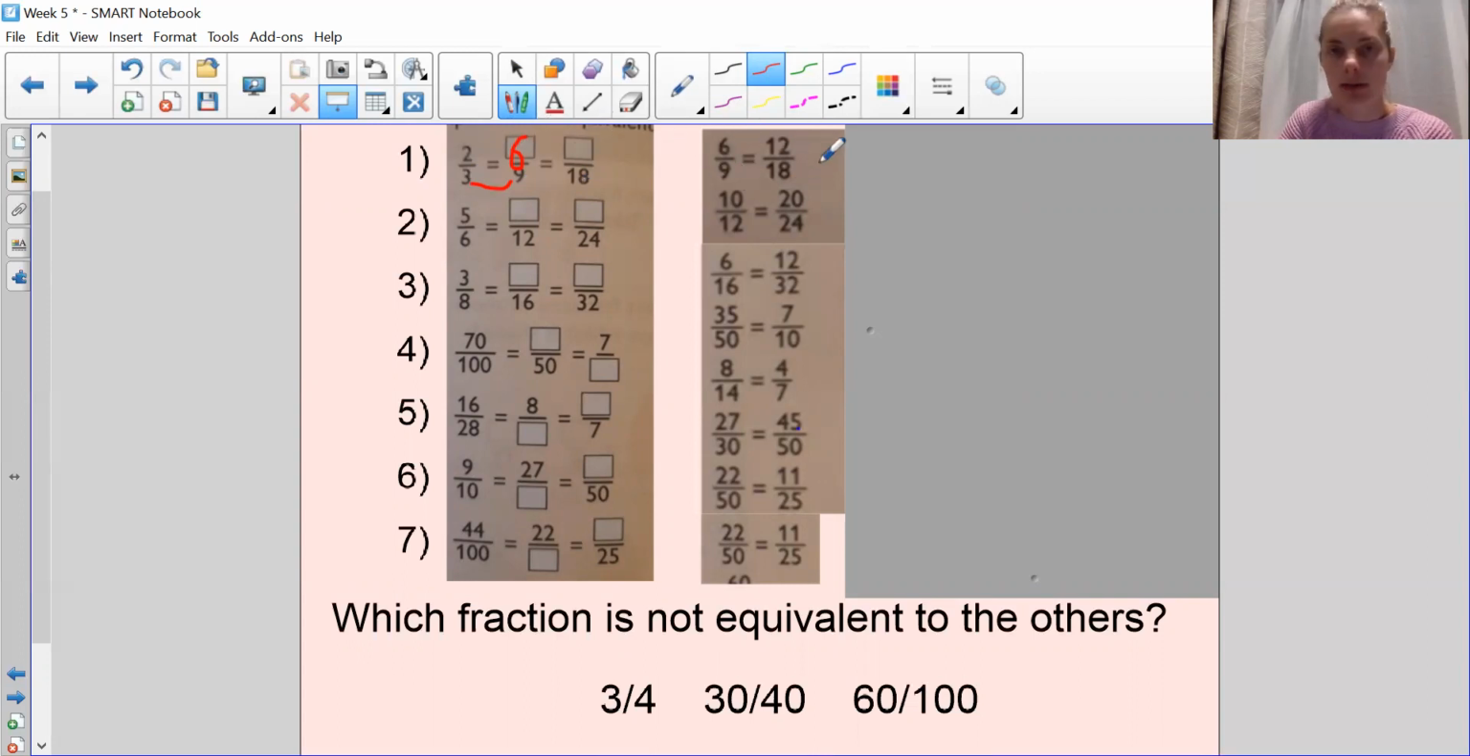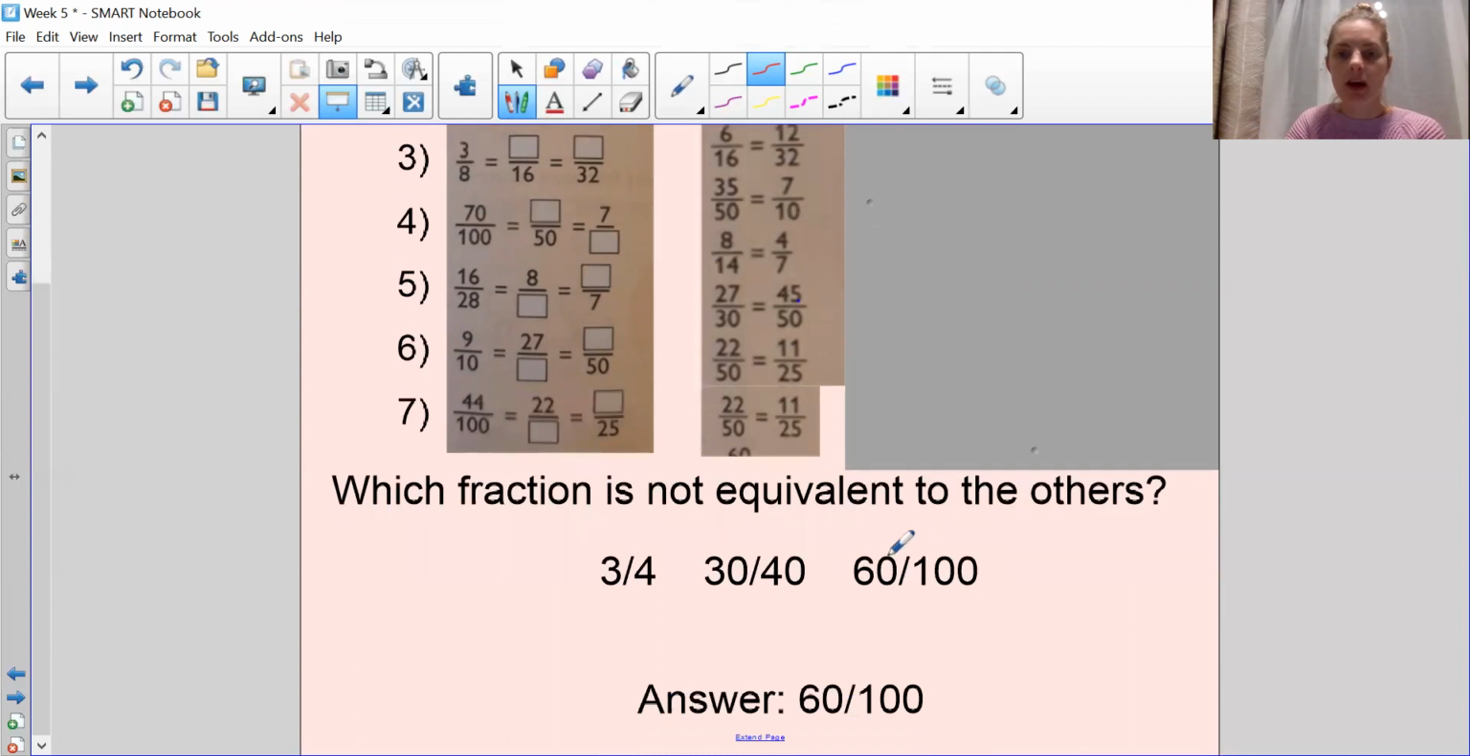Remember, these are all equivalent fractions, which means they're the equal amount of space, the same amount of space. It doesn't matter that they've got different numbers. Right, so those are your answers. You can see how you did. And at the bottom here, the odd one out would have been 60 over 100.